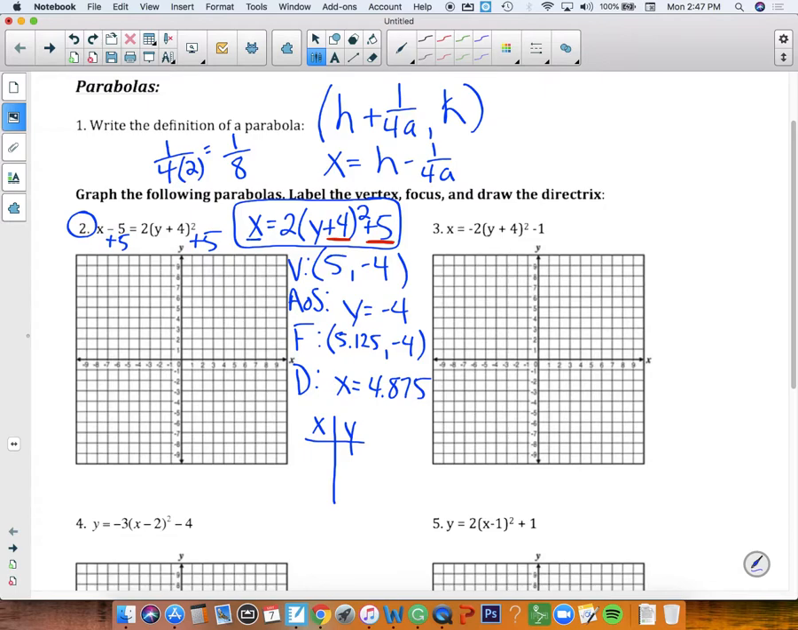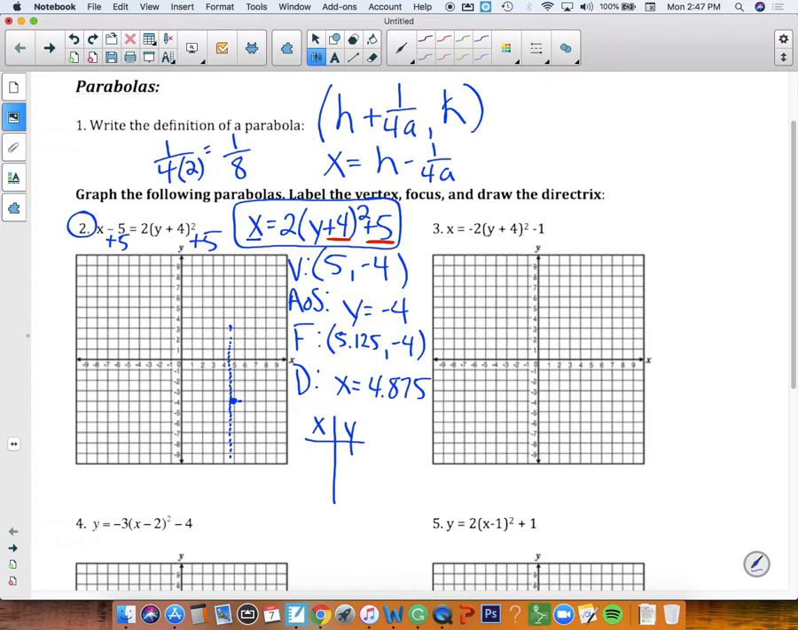So my vertex is 5, negative 4 right there. My directrix is just going to be a line behind it, so you're not going to be able to get a great estimate of the line. And then the focus is a dot on the inside, sorry.